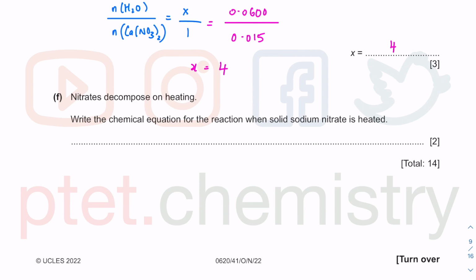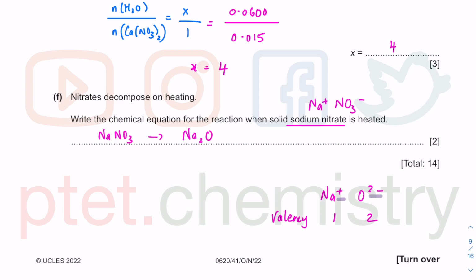Nitrates decompose on heating. This is part of the IGCSE syllabus. So sodium nitrate, when it decomposes, there is your Na+ and NO3-. You're supposed to get the oxide, so Na+ and O2-. You can see 1 and 2 based on the charges of the ions. Plus 1 gives you 1, minus 2 gives you 2. We are just exchanging the valency to get how many of these ions we need. We need 2 of the Na+ to cancel out the charge of the O2-, such that the formula is 2 Na and 1 oxygen.